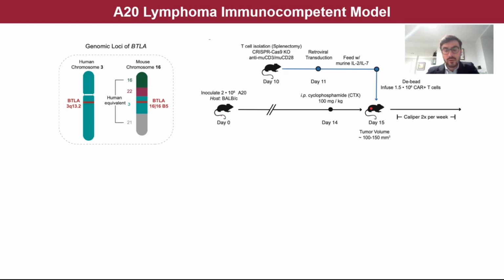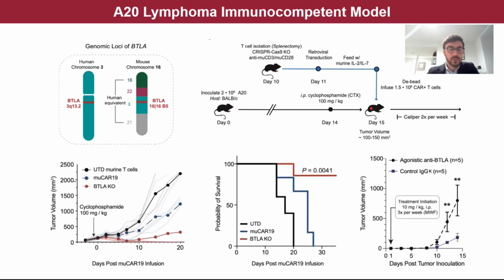And we got pretty efficient knockout of BTLA in murine CAR T cells that were then injected into mice, and we followed them up for tumor burden and overall survival. And what you can see here, the tumor volume of mice that were treated with the BTLA knockout was much more controlled by the T cell, and the overall survival was also drastically better with the BTLA knockout.